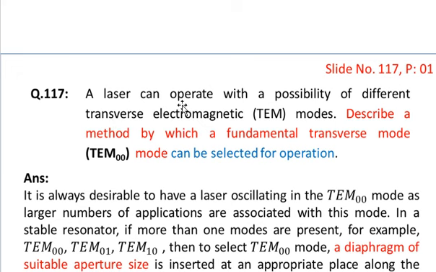Question: a laser can operate with a possibility of different transverse electromagnetic modes. Describe a method by which a fundamental transverse mode, that is a TEM00 mode, can be selected for operation.